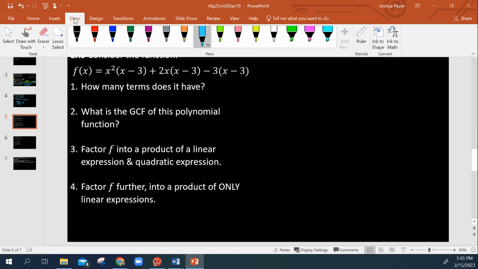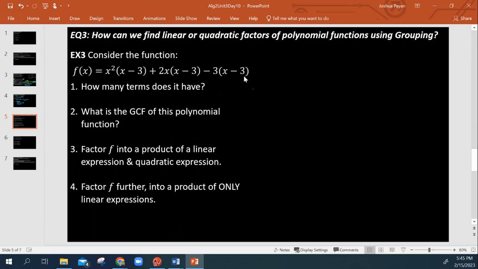Okay, so this video is going to be our Algebra 2 Unit 3 to 10 video, the second of two. So this is the last of the two videos. And in it, we're going to basically discuss EQ3 here, finding linear or quadratic factors using grouping, right? And mostly we're going to just deal with linear factors, but we'll get to that.